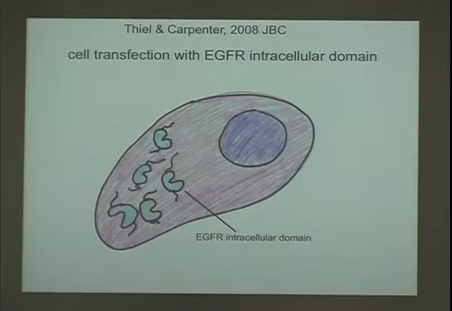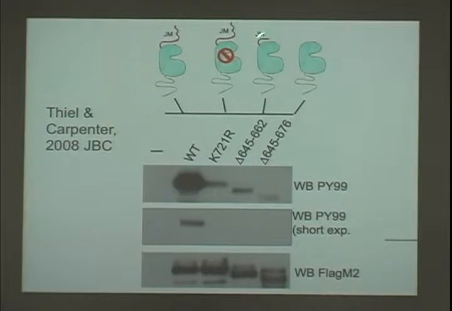Now, what Carpenter and Thiel did in work that was published earlier this year is to make a construct of a kinase domain that includes the juxtamembrane segment. So it's the entire cytoplasmic portion, and they transfected cells with these constructs and then looked at phosphorylation of the EGF receptor. And what they found is that the juxtamembrane segment, which I indicate here schematically, strongly activates the kinase. And so here, for example, if you have an intact juxtamembrane segment and you look at phosphorylation, the receptor is switched on. And if you cut off half the juxtamembrane segment, you lose it. And if you cut off all the juxtamembrane segment, you're essentially dead.